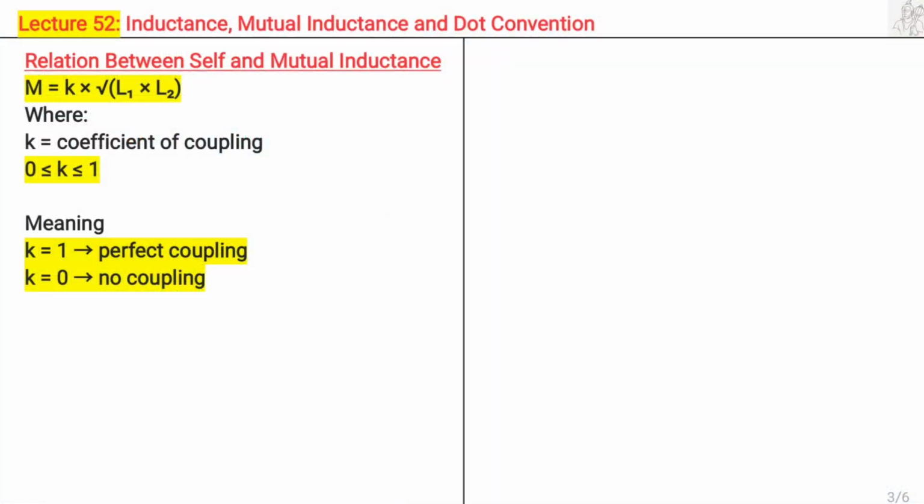Let's move on to the relation between self and mutual inductance. So mutual inductance is simply k times the square root of L1 L2, where k is known as the coefficient of coupling. K can have any value between 0 and 1. So if k is 1, that means there is perfect coupling between the two coils. And if k is 0, then that means there is no coupling, or no induced EMF in the secondary coil due to the primary current.